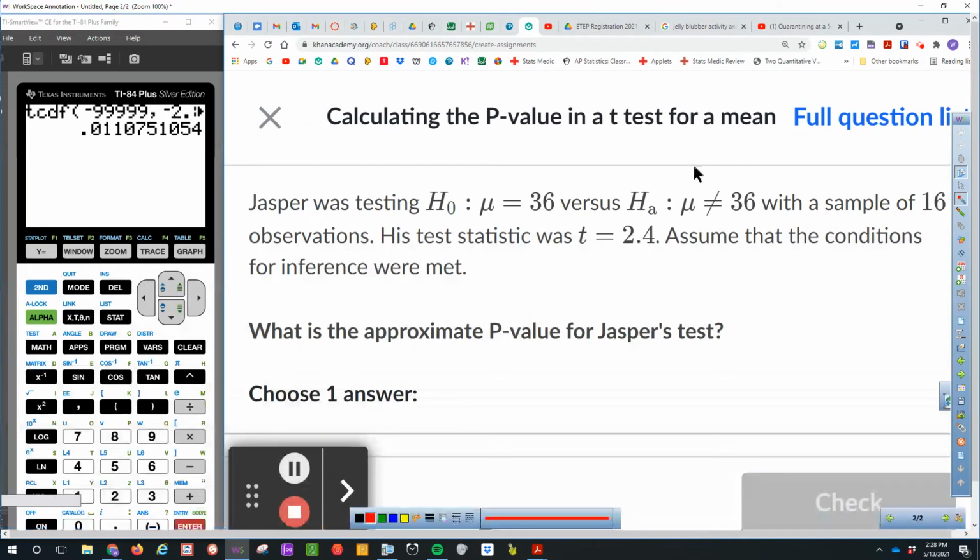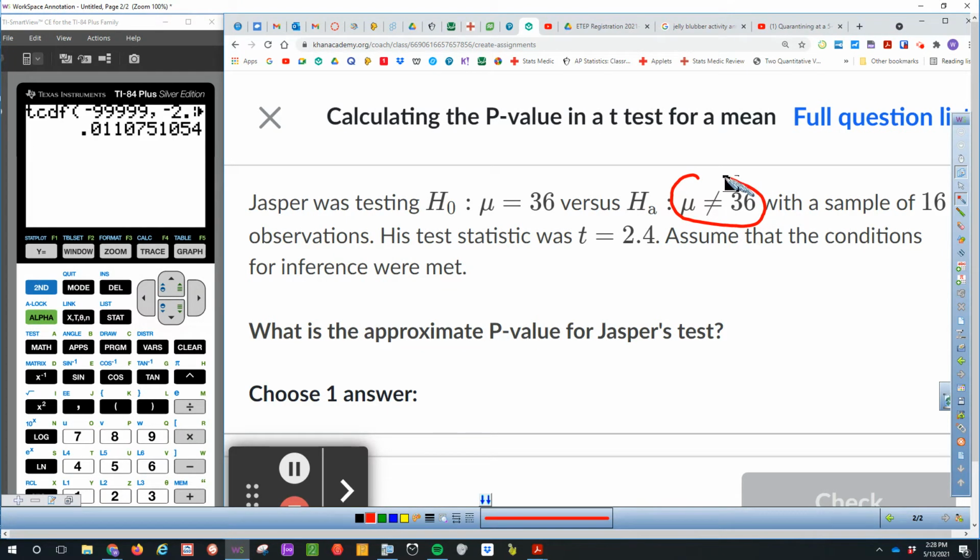Now notice this. The previous question was less than, so we went in one direction. Now this is not equal to, which is actually two directions. It's a two-tail test.